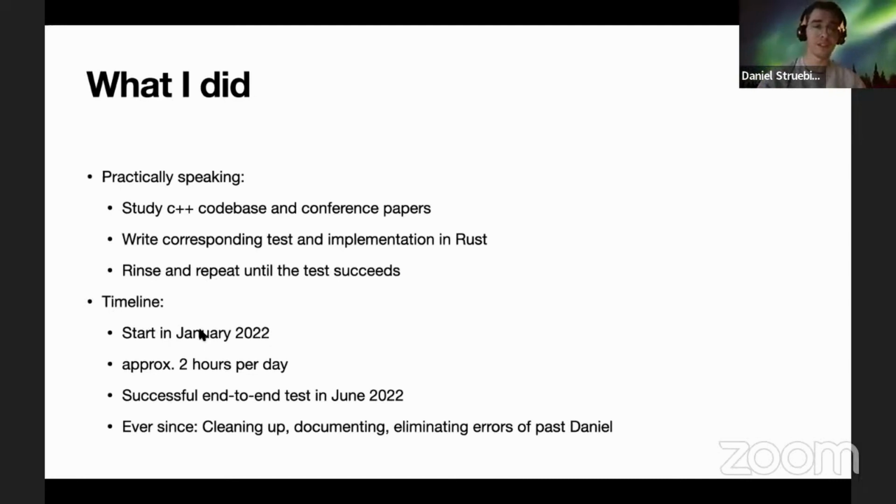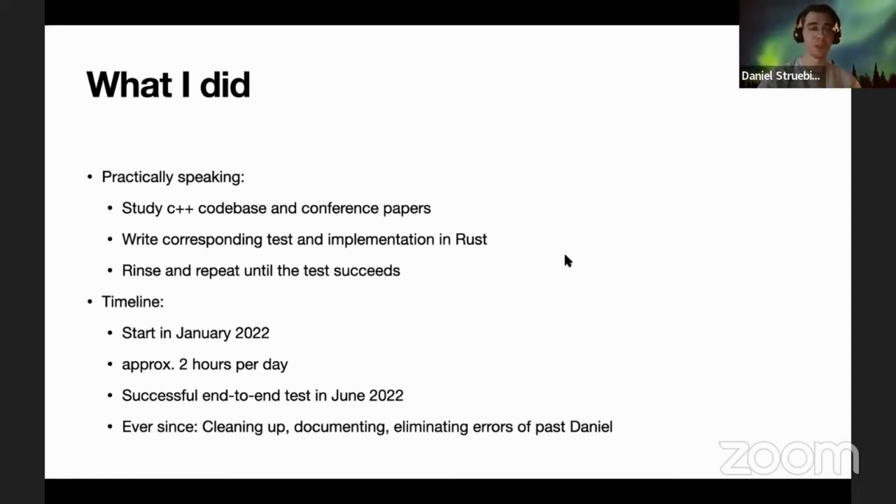I started in January of 2022, again as a sort of New Year's resolution, start early. And I wish I could give you a better approximation. I think I spent maybe 2 hours per day. So, if the sun was out, I didn't spend any time. If it was raining, I spent 3 or 4 times working on that project. And I had my first sort of successful integration test, or successful end-to-end test in June of 2022.